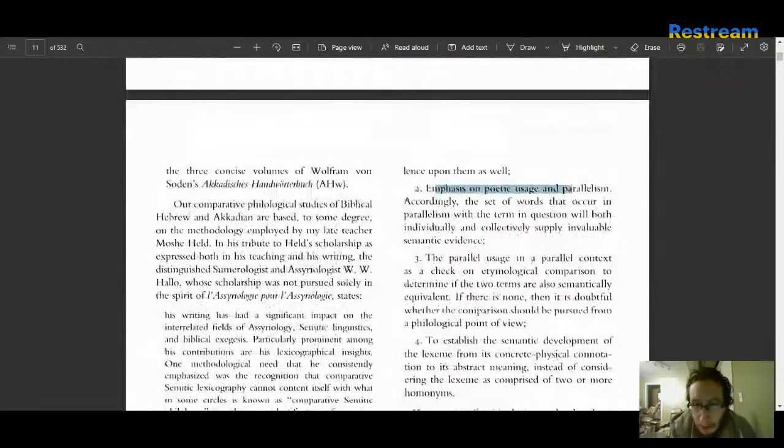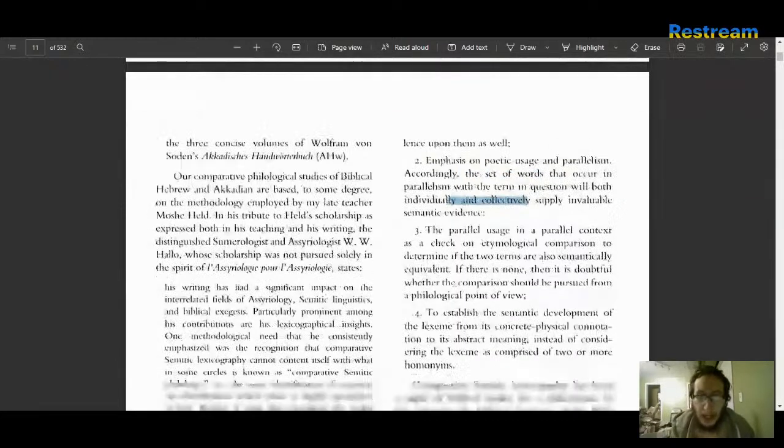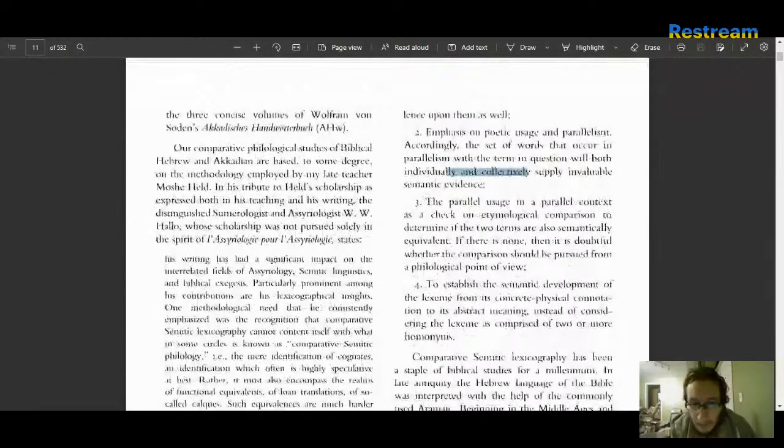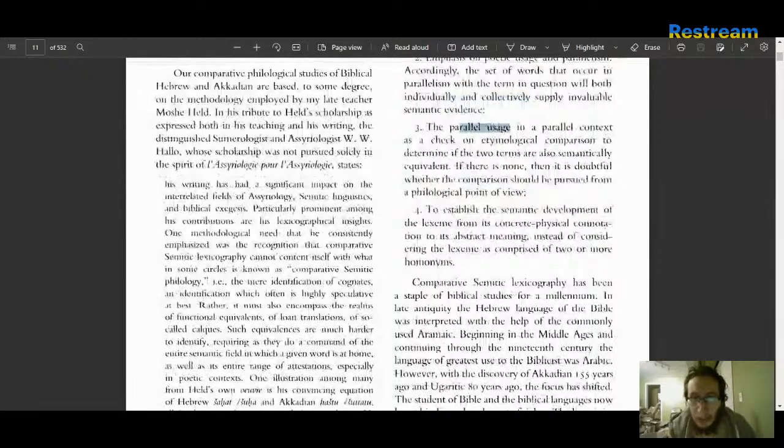Emphasis on poetic usage and parallelism. Accordingly, the set of words that occur in parallelism with the term in question will both individually and collectively supply invaluable semantic evidence. The parallel usage in a parallel context as a check on etymological comparison to determine if it is also semantically equivalent.